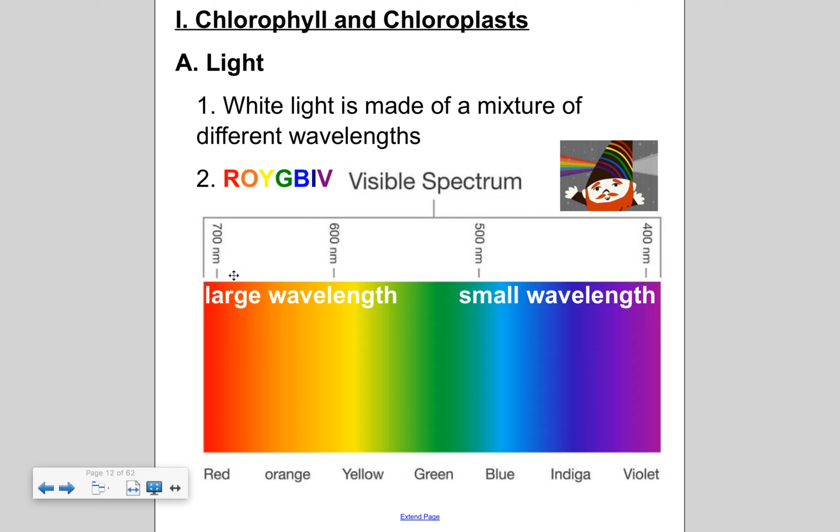And red tends to have very large wavelengths. And as you go across the spectrum, Roy G. Biv, the wavelengths get smaller. So white light is made up of Roy G. Biv.